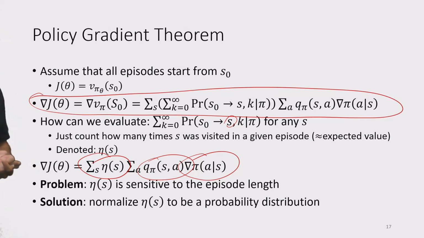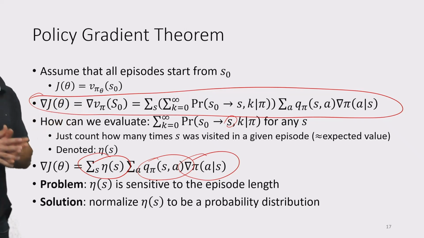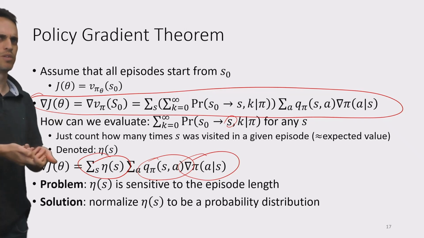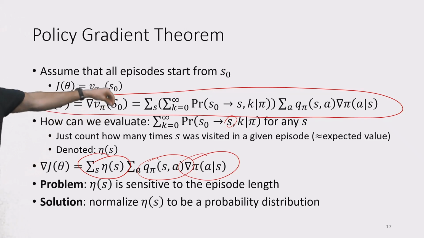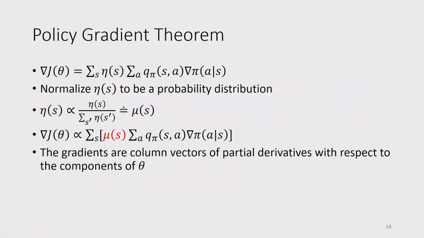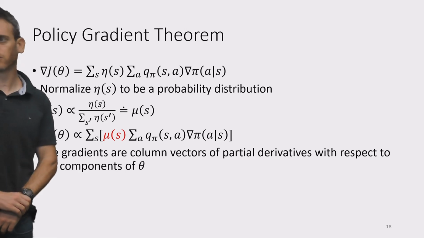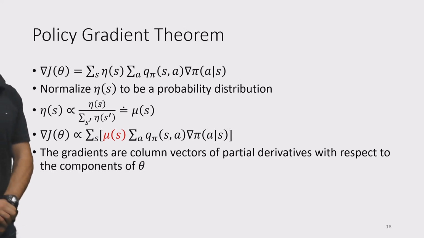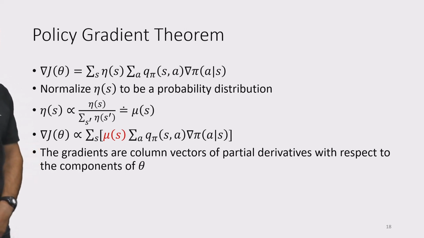So a practical solution to that is to normalize eta S to be a probability distribution over all of the state space, right? So it's not only how many times we visit, or what's the probability of visiting a specific state S, but what is the probability of visiting a specific state S relative to all of the other states. Okay? And indeed, this is what we're going to do next. We're going to normalize eta S to be a probability distribution. How do we do that? We simply normalize it by the sum of eta S's over all states, and of course this will result in a valid distribution.